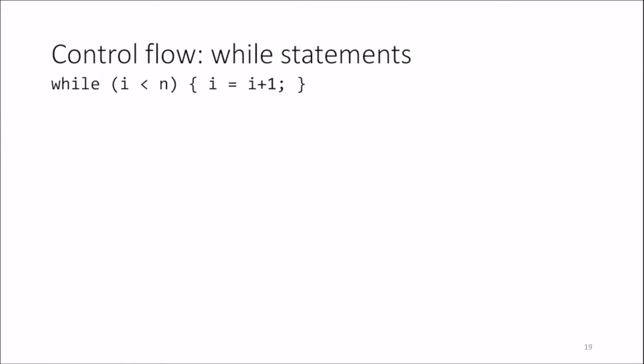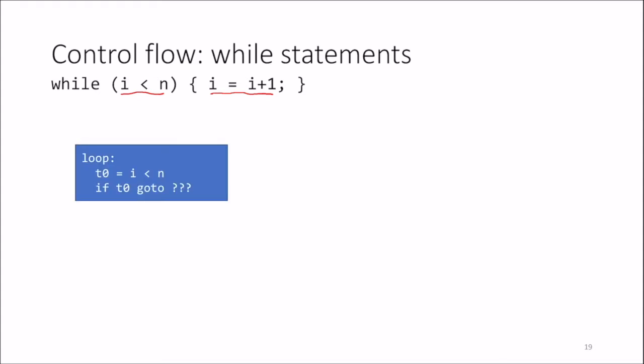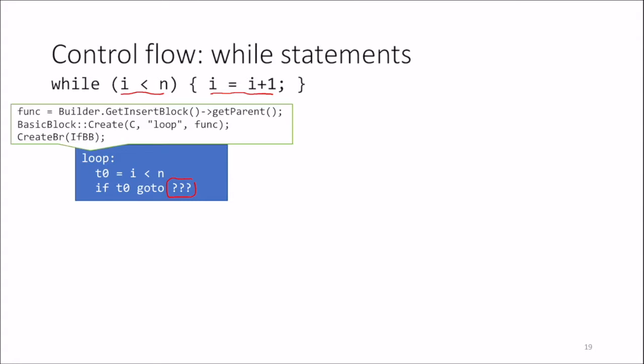Let's look at a while loop next. So in this case, we are checking whether I is less than n, and then incrementing I, and just doing this repeatedly in this while loop. So the first step is to set up the conditional branch. And in this case, I is indeed less than n. It's going to go to some place. We don't know which place yet. Well, it's either true or false.